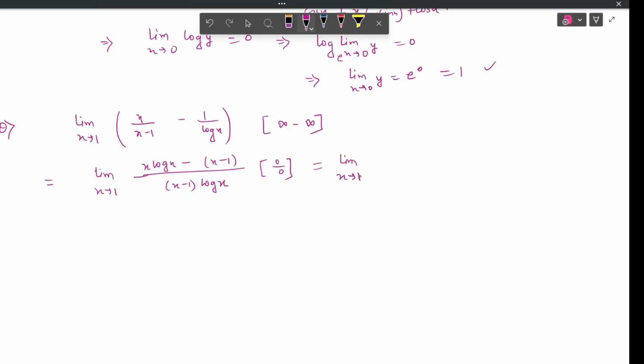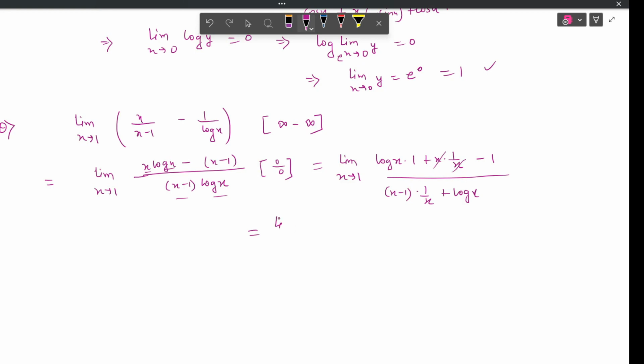So limit x tends to 1. This is the u into v rule. Keeping log x, differentiation of x is 1. Keeping x, differentiation of log x is 1 by x. Minus differentiation of x is 1. Differentiation of 1 is 0. In the denominator, you have to apply the u into v rule. Keeping x minus 1, differentiation of log x is 1 by x. Keeping log x, differentiation of x is 1. Now if you put, x will cancel out, 1 will cancel out, 1 minus 1 is 0.